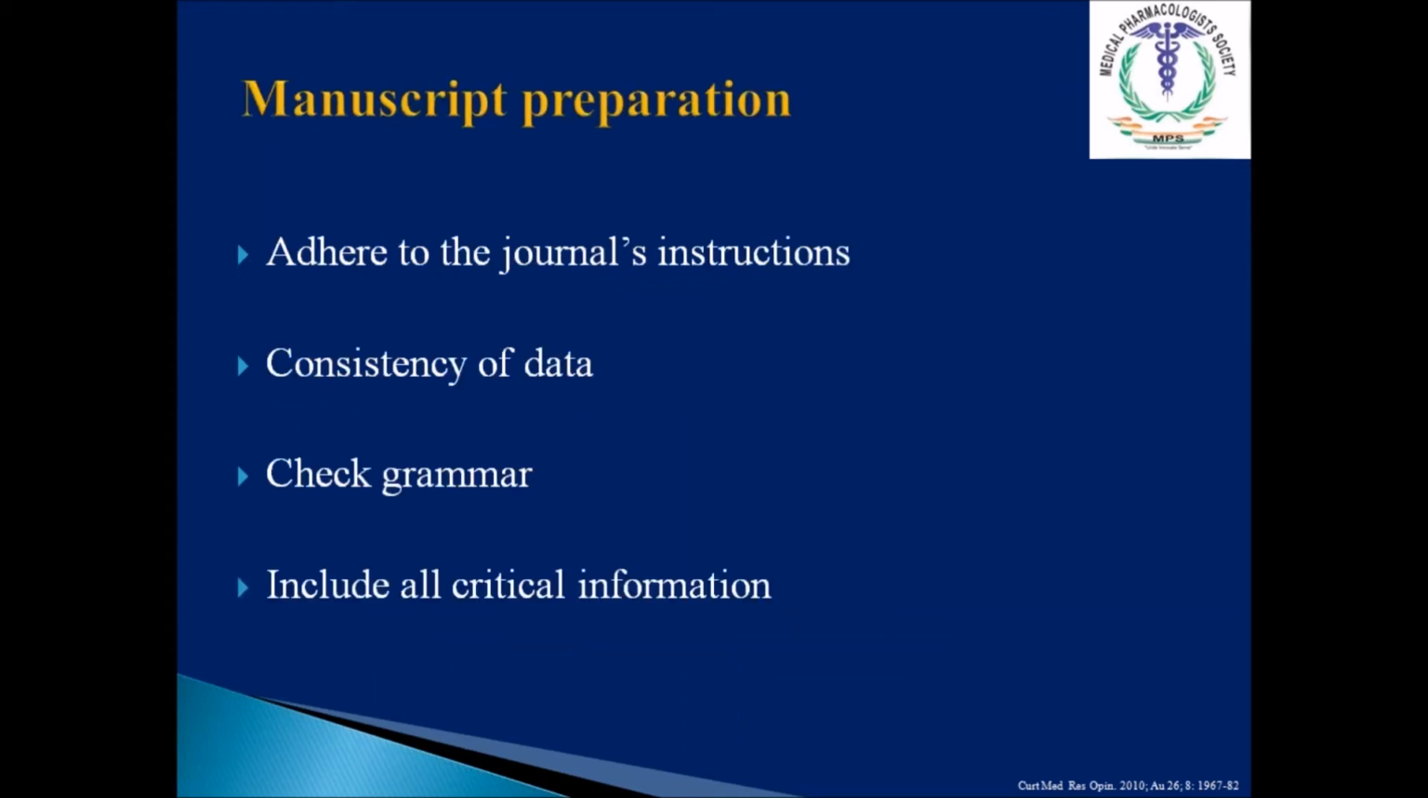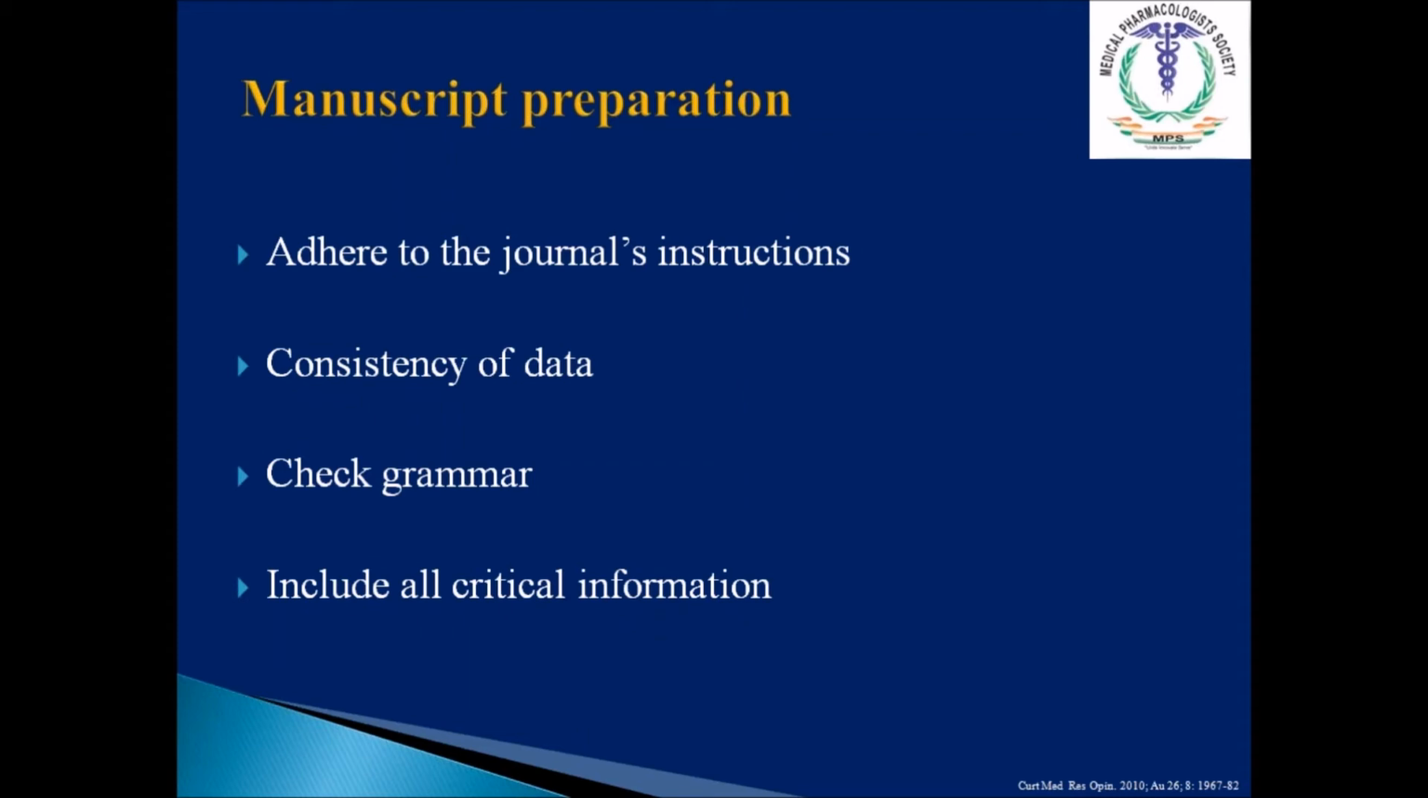Next. So for this, we already talked about this. Adhere to the journal's guidelines when you prepare the manuscript. Consistency of data we have checked. I mean, we have talked about that. So consistency of data has to be looked into: what has been written in the results section, discussion section, and abstract. Look for the consistency of the numbers, figures, and percentages across.